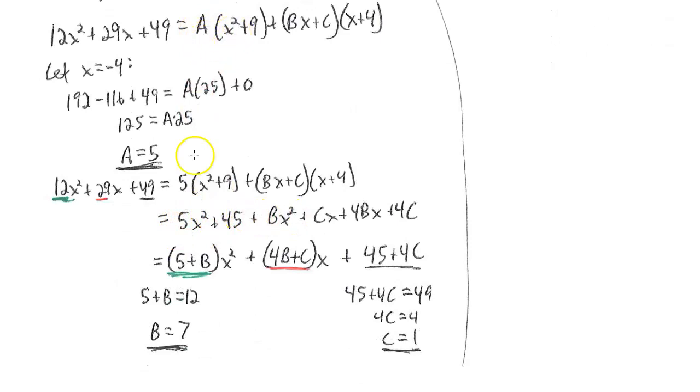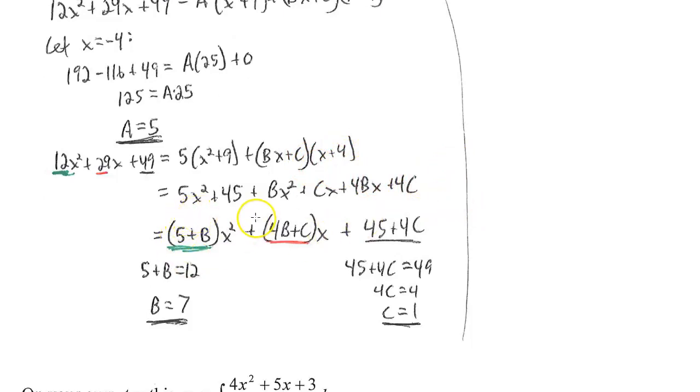So now that we know that A is 5, plug in 5 here. And distribute the 5, we get 5x squared plus 45. If we FOIL this out, we get Bx times x is Bx squared. You're going to have a Cx from multiplying the inside terms and a 4Bx from multiplying the outside. And finally, by multiplying the last terms, you get 4C. Now, combining our like terms, we have a 5x squared and a Bx squared. That becomes 5 plus B times x squared. If you distribute the x squared, you'll see you get this term and this term. Now, we also have a Cx and a 4Bx. So that ends up being 4B plus C times x, right?